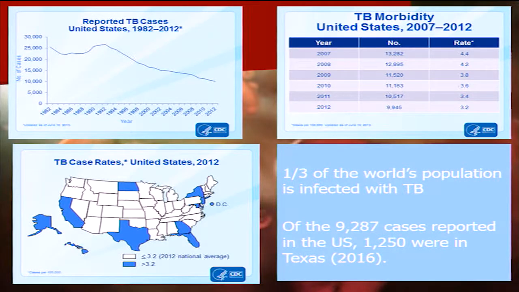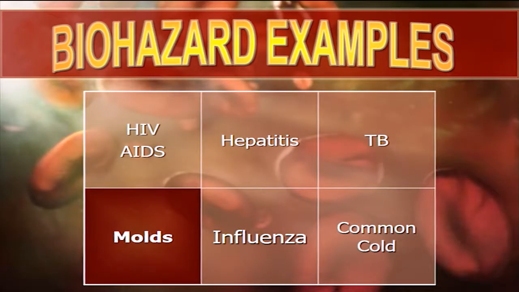Here are your TB cases. You can see them on the slide. They're going down, but you also see that most of them are down here in the lower states. One third of the world's population is infected with tuberculosis, but not many of them are here. Of the 9,287 cases reported in the U.S., 1,250 were here in Texas. That's a 1 to 9. So we get a lot of them. Florida, California, and Texas.